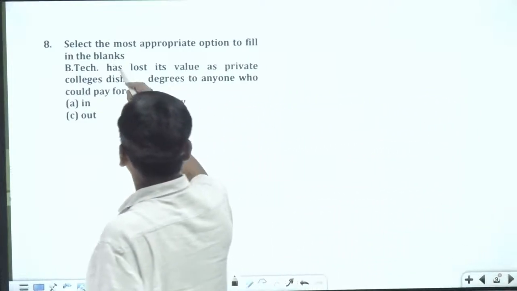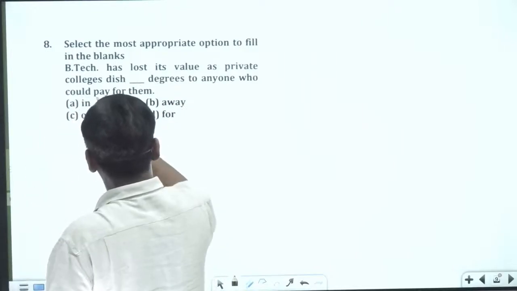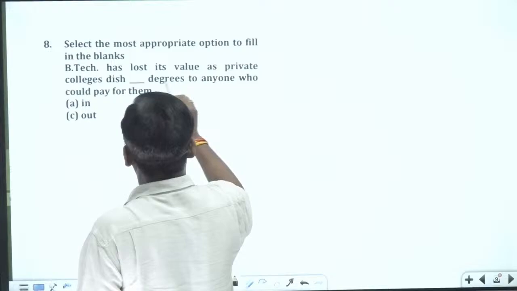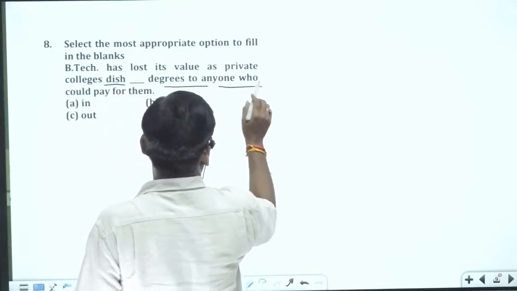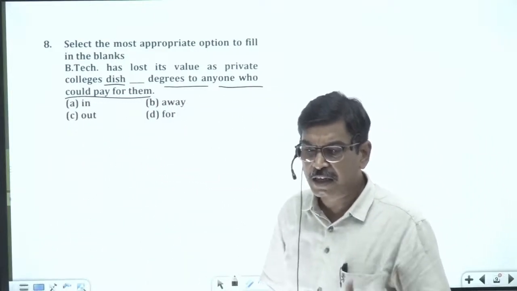Next, select the most appropriate option to fill the blank. Just like BTech has lost its value as private colleges dish out degrees to anyone who could pay for them. It's very easy.